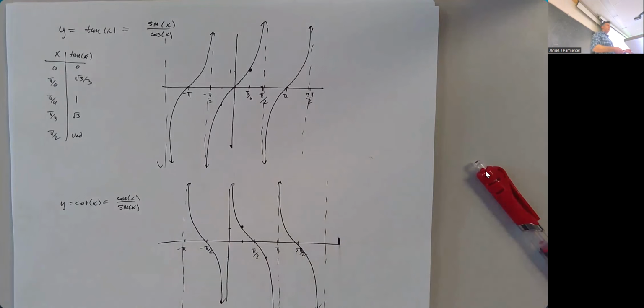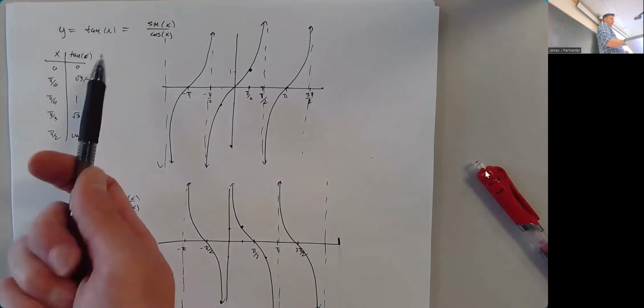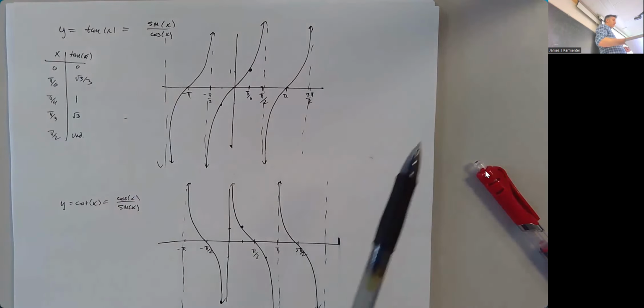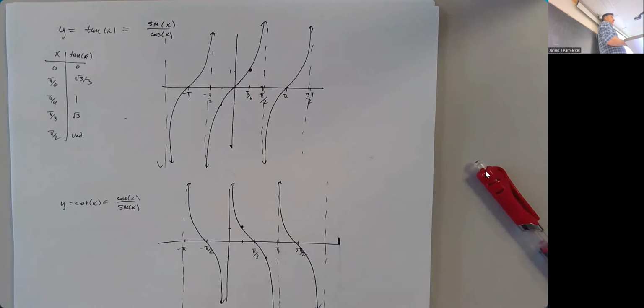And here's what I'll say about them. They're continuous and differentiable, just like secant and cosecant, on their domains, meaning wherever they're defined. So for tangent, wherever you don't have an odd multiple of pi over 2, for cotangent, wherever you don't have a multiple of pi, they're continuous and differentiable.